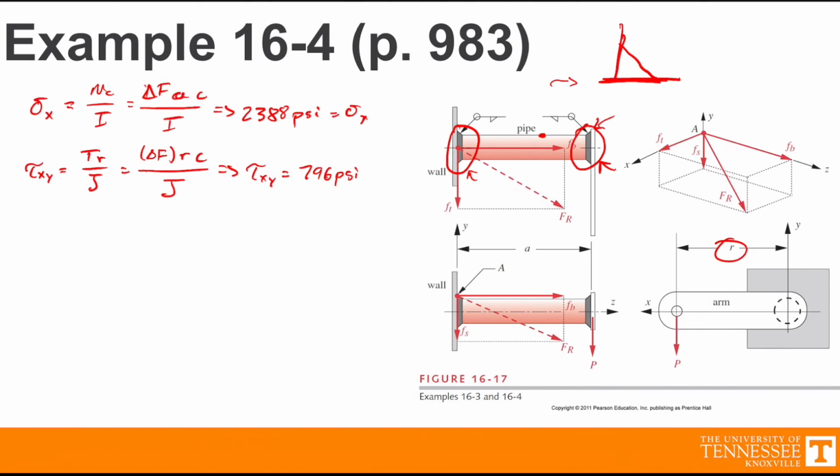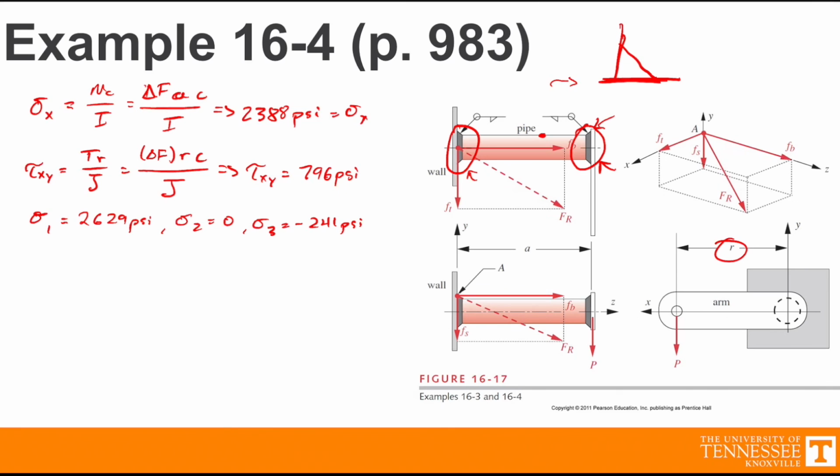So from that, we can find principal stresses. We've done that all semester. And so plugging those in, you get sigma 1 is equal to 2,629 psi, sigma 2 is equal to 0, and sigma 3 is equal to negative 241 psi.